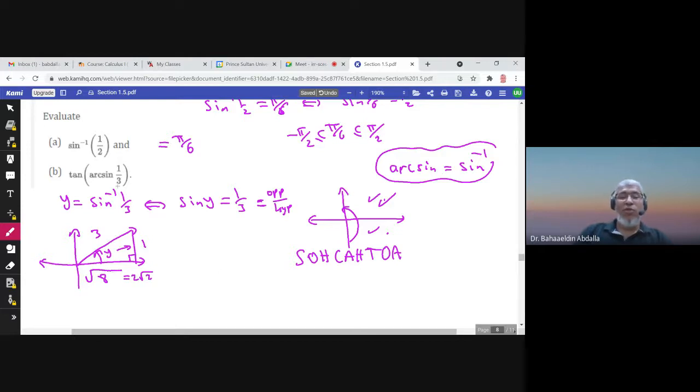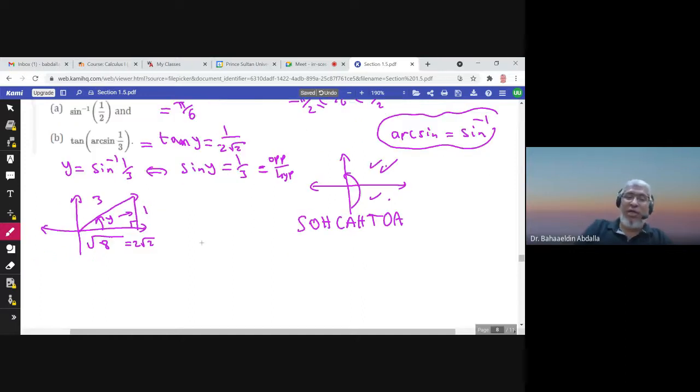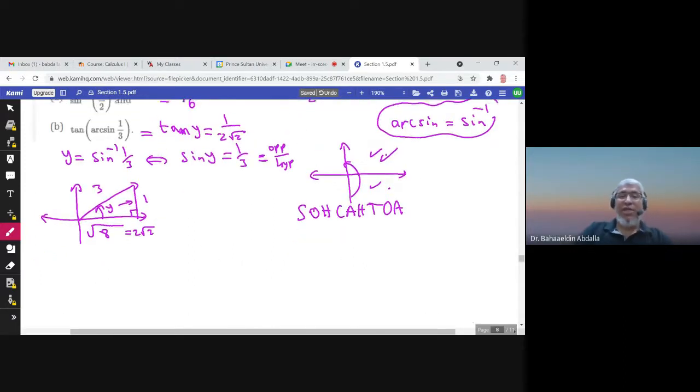So what would be tan sine inverse 1 over 3? Well, sine inverse 1 over 3 is y, so it would be tan y. This is y. What is tan y? Tan is opposite over adjacent. This is the adjacent. So it's 1 over 2 square root of 2. That's tan y. Of course, you can rationalize the denominator if you like. So that's the answer.